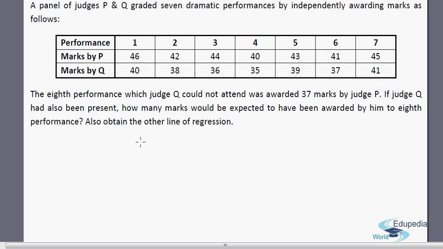A panel of judges P and Q graded 7 dramatic performances by independently awarding marks as follows. And then we have the data of 7 performers who were graded by 2 judges P and Q, and the marks awarded are given here. The question continues. The 8th performance which Judge Q could not attend was awarded 37 marks by Judge P. If Judge Q had also been present, how many marks would be expected to have been awarded by him to the 8th performance? That is the question, and then it continues.